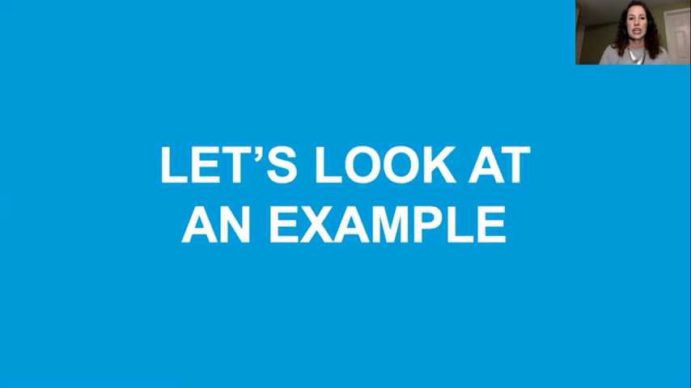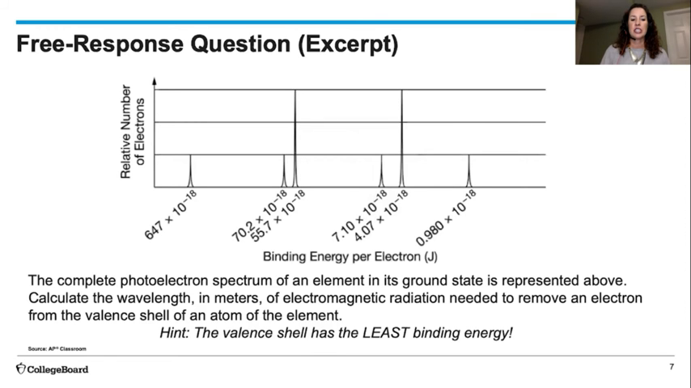Let's look at an example together. So here we have a complete photoelectron spectrum of an element in its ground state. Calculate the wavelength in meters of electromagnetic radiation needed to remove an electron from the valence shell of an atom of this element. And there's a hint added on here that the valence shell has the least binding energy.